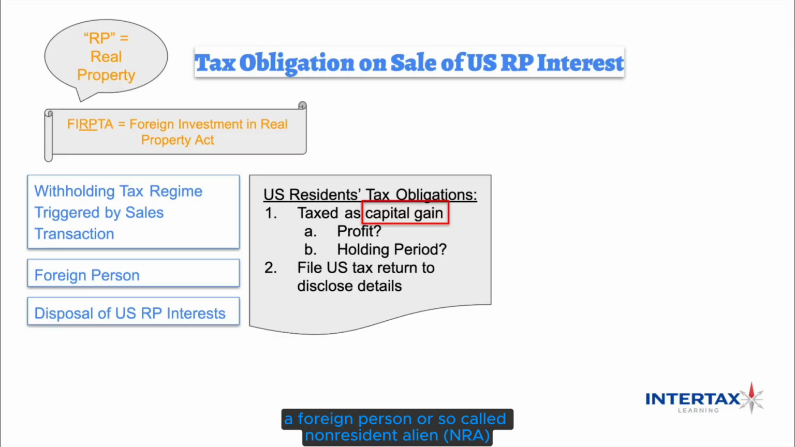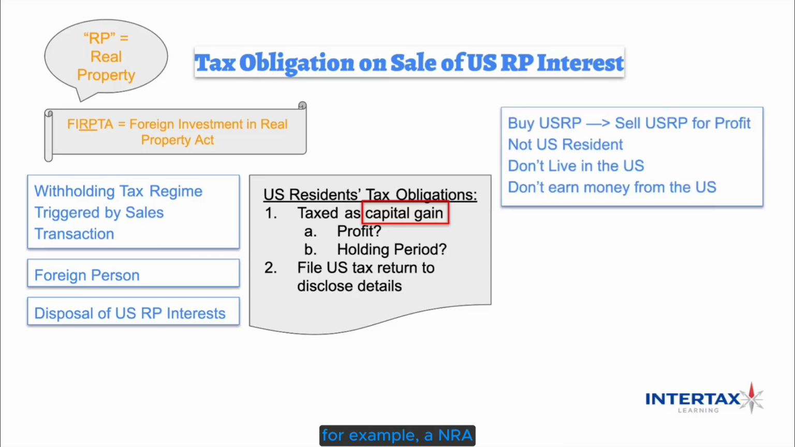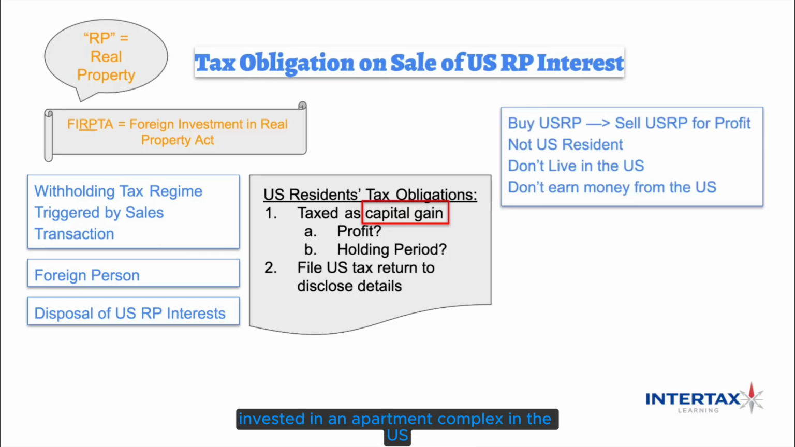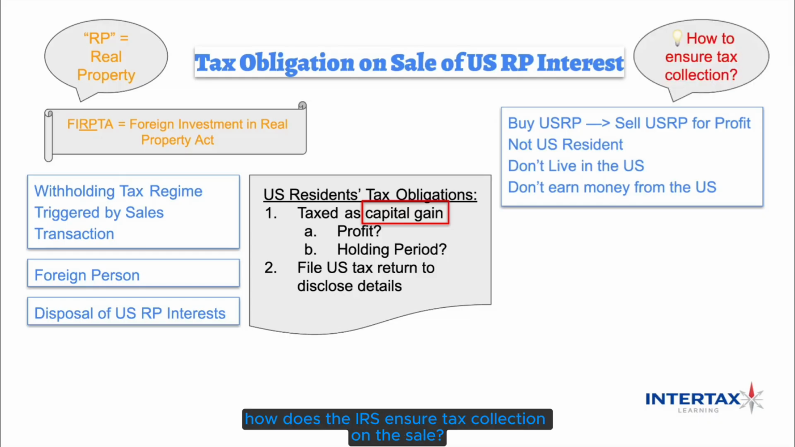However, a foreign person, or so-called non-resident alien, may not file a tax return if his or her U.S. property is not in connection with the U.S. business. For example, a non-resident alien invested in an apartment complex in the U.S. It sits there for years. During the real estate boom, the non-resident alien sold it for profit. This apartment complex has nothing to do with the U.S. business. The non-resident alien doesn't live or earn money from the U.S., so filing a U.S. tax return is not necessary. In this case, how does the IRS ensure tax collection on the sale? And that's where FIRPTA comes into the picture.